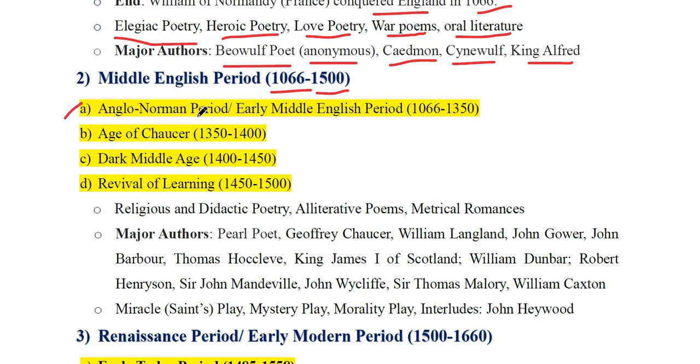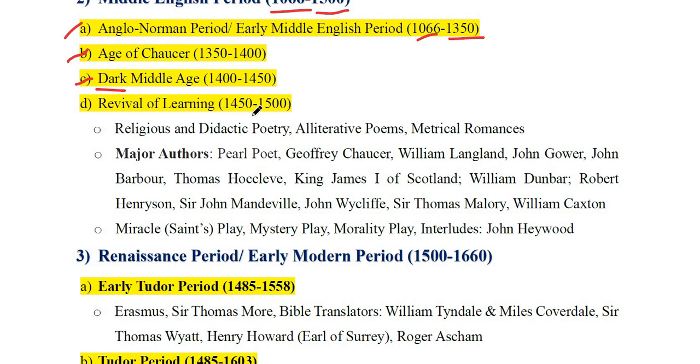First, we have the Anglo-Norman period, or what we call the early Middle English period, that is from 1066 to 1350. Then we have the Age of Chaucer, Geoffrey Chaucer, 1350 to 1400. Then we have the Dark Middle Age, 1400 to 1450. In this time span, there was scarcity, not many literary works were produced, so it is called the Dark Middle Age. Then we have the Revival of Learning, 1450 to 1500, and this was the coming of the Renaissance. So there was a growing interest in learning, in knowledge.